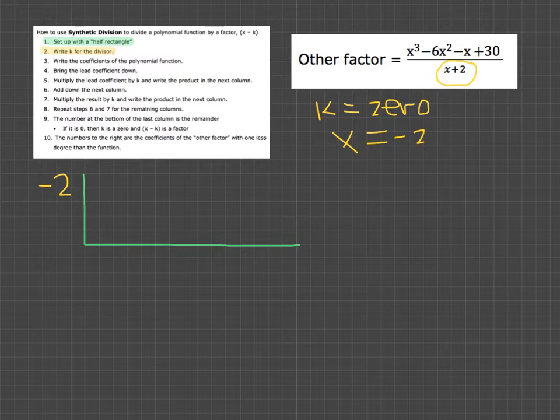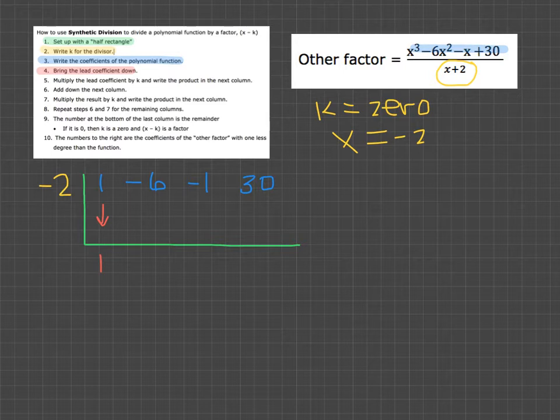Okay, next step is to write the coefficients of the polynomial function. The polynomial function is what we're dividing, so the coefficients of this polynomial right here. So we have a coefficient of 1 on the x cubed, and then a -6, and then a -1 on the x, and 30 for the constant. Okay. All right, next step is to bring down the lead coefficient. So we bring that 1 down. We don't have to write that arrow, but I'm just saying that's what that means.